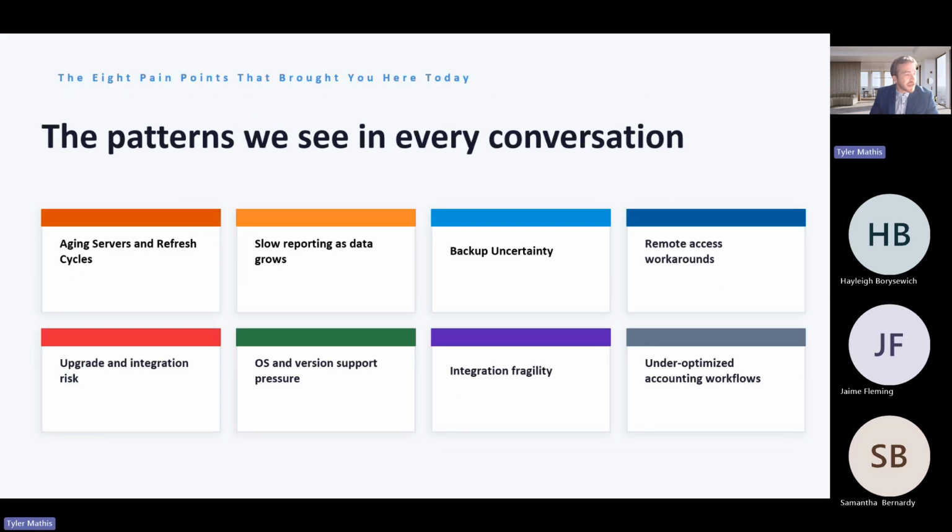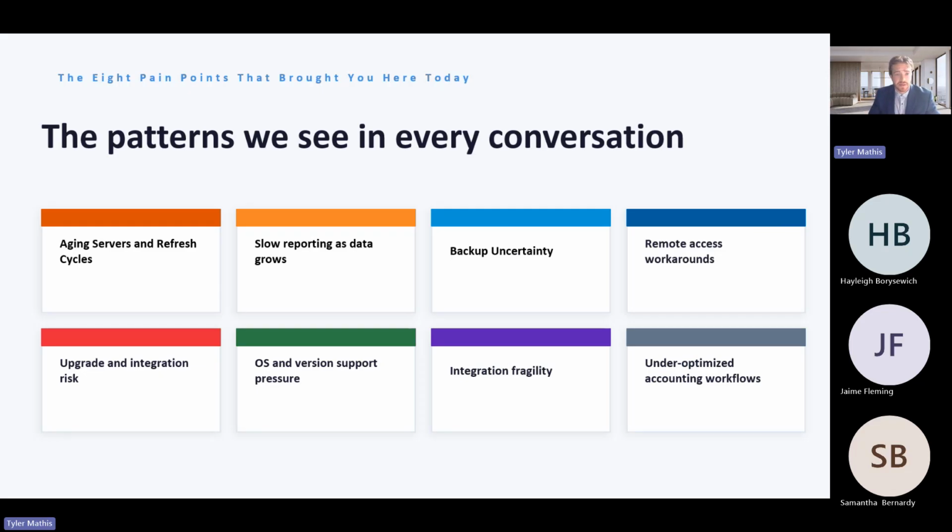These are the 8 pain points we see in almost every conversation when it comes to hosting their Sage 300 CRE application. First and foremost are aging servers and refresh cycles. As your servers get older, generally at 5 to 7 years, it's recommended you replace them. And having to do that consistently is something a lot of construction companies no longer want to worry about, manage, or maintain, especially as more of their applications are already in the cloud.